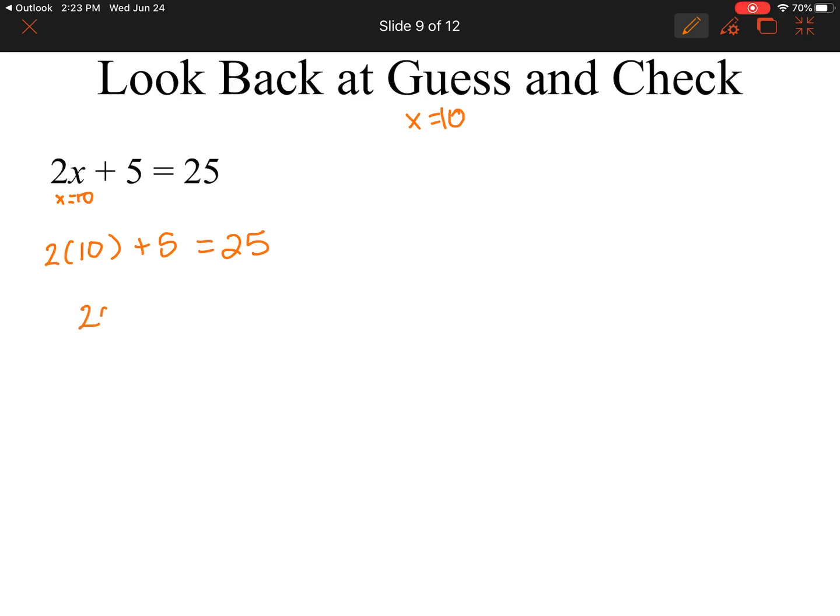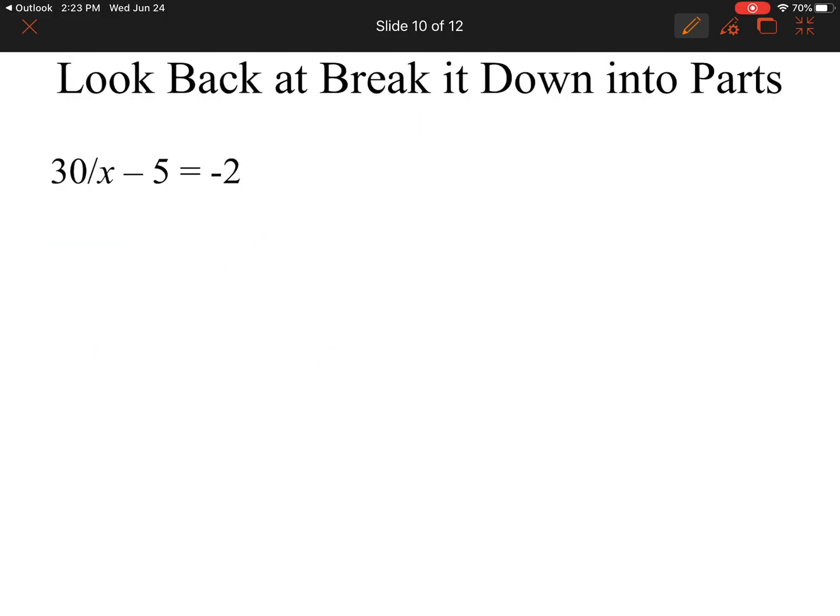Well, 2 times 10 is 20 plus 5. 20 plus 5 is 25. So 25 does in fact equal 25. So we know for a fact that x equals 10 is the solution for this problem. So we know that 2x plus 5 equals 25 works for this. It is a solution to this problem that we were given. Now let's look back at breaking it down into parts.